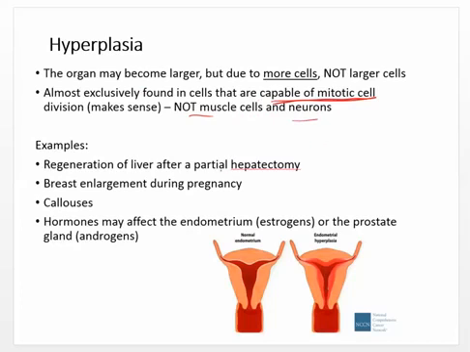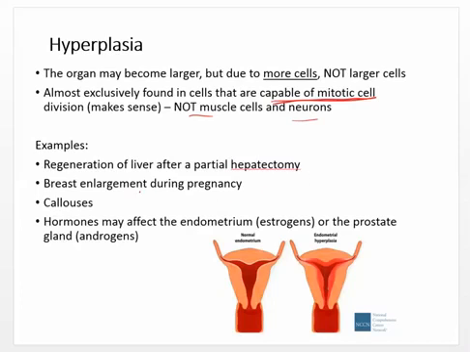Examples: regeneration of a liver after partial hepatectomy. So you remove part of the liver, and then that will trigger growth signals that will come in. Growth factors will trigger the proliferation of the existing cells that are there.